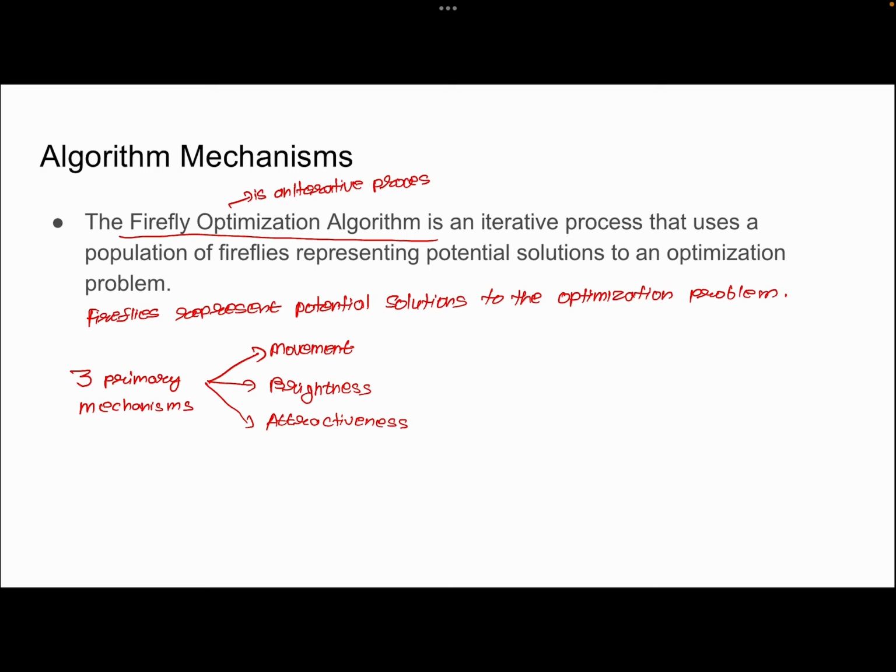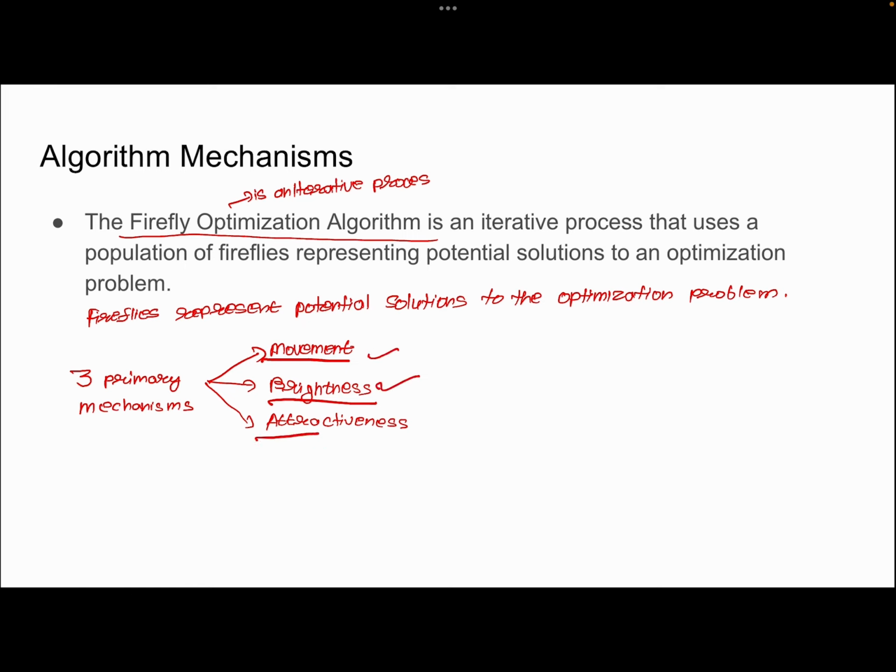So now, in the first mechanism, that is movement, the fireflies move towards other fireflies that are more attractive, or we can say brighter, based on their objective function values. Now, coming to the second primary mechanism, that is brightness. The brightness of a firefly is determined by the quality of the solution it represents. The better the solution, the brighter the firefly.